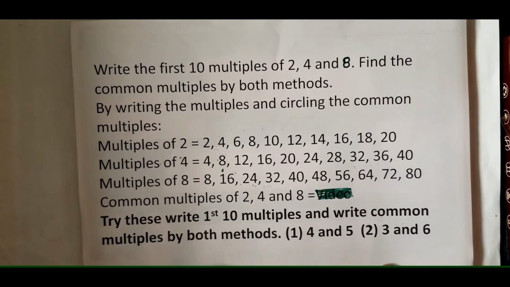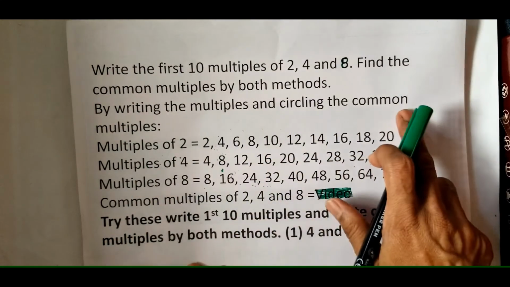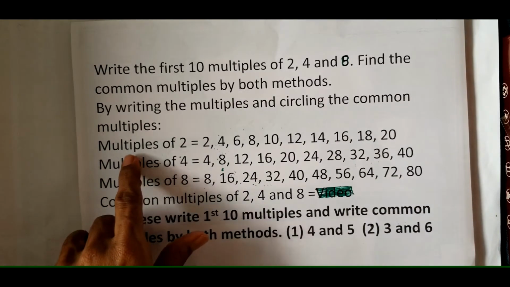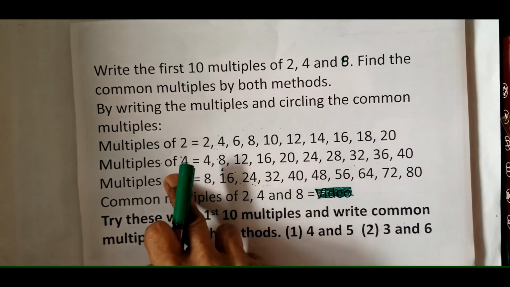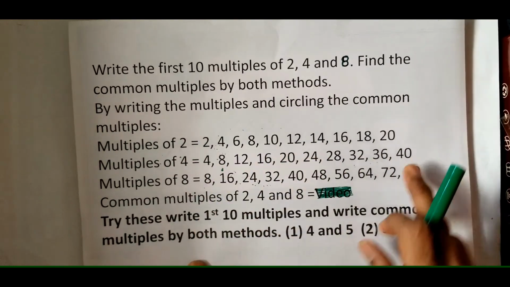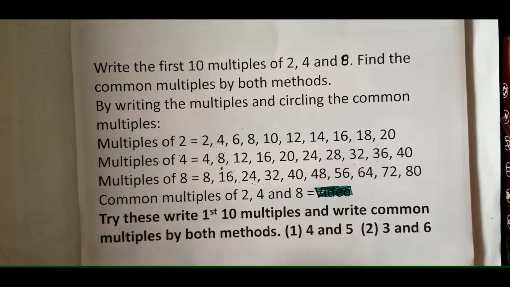Now children, let us do it by the other method. That is by writing the multiples and circling the common multiples. You can see I have written the multiples of 2, the 10 multiples from 2 to 20. For multiples of 4, it is from 4 to 40 and multiples of 8 from 8 to 80. Now let us circle the common multiples.